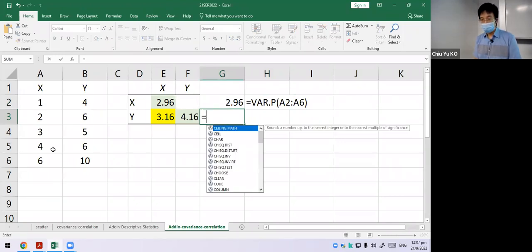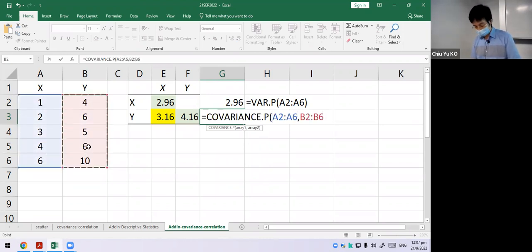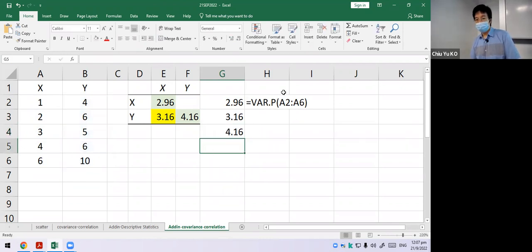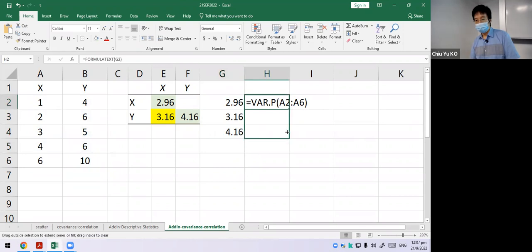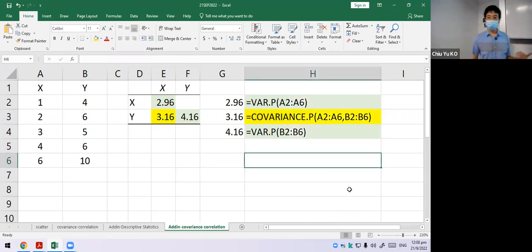If I do the covariance.P of these two columns, it gives you 3.16. If I do variance.P of the second column, Y, this gives you 4.1. So this gives you the green thing, and this gives you the yellow thing. I hope this is clear what it means.